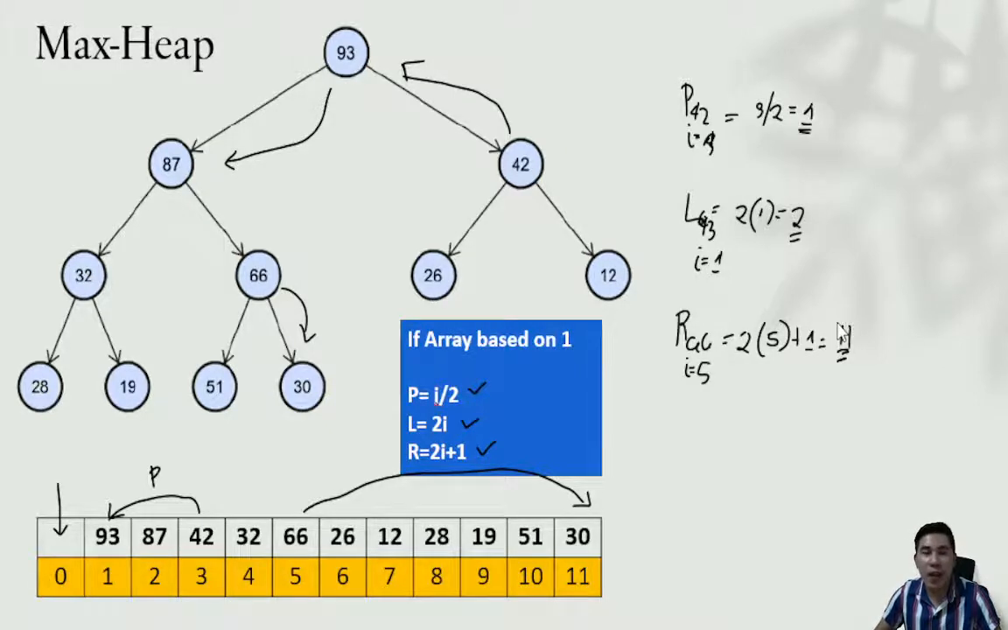If you're using an array based on 0, then index 0 holds the first element, or the root. And if the array is based on 1, then you skip index 0. In terms of min heap, you do the same. Only that, of course, in a min heap the root node or parent node must be less than its children. So that's it for min heap.